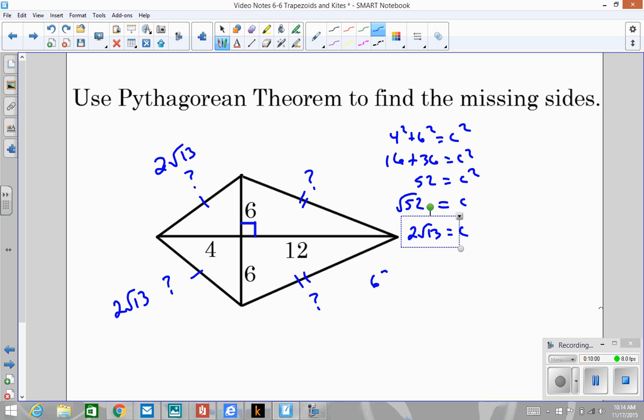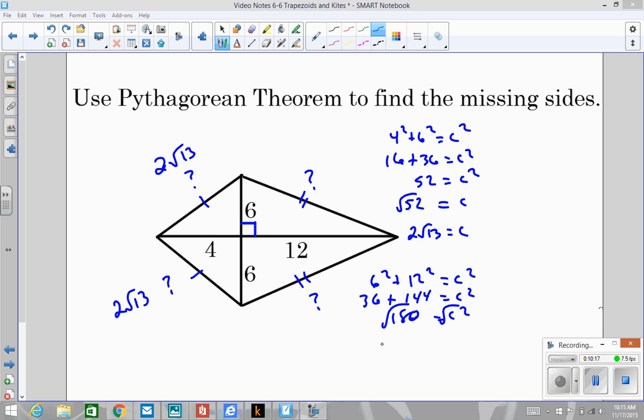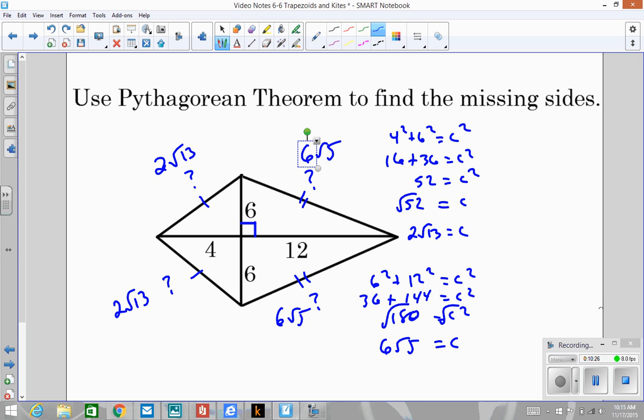We go to the other side, that's 6 squared plus 12 squared equals c squared. That's 36 plus 144 equals c squared. 180 equals c squared, square root at the end. When you simplify this one, you should get 6 square root of 5. That's your missing length. So this is 6 square root of 5, and this is 6 square root of 5. So make sure you understand that the diagonals are perpendicular, so that you can find the missing sides, or any of the missing parts of the diagonal.